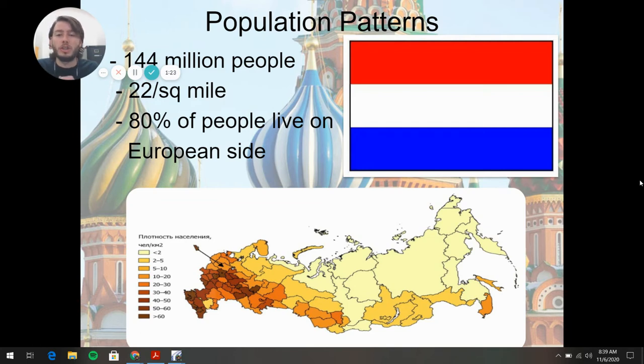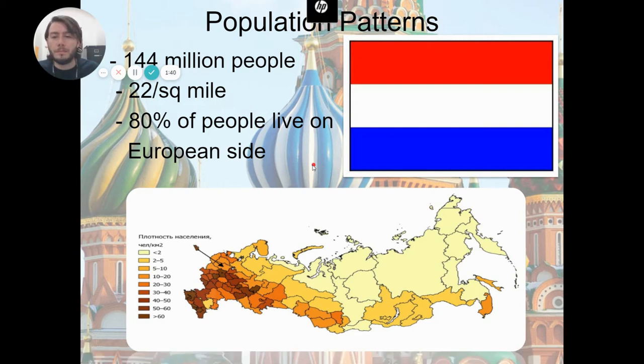80% of their population live on the European side. So Russia is considered to be more a part of Europe because that's where a majority of their population lives, and it's where their largest cities are at. We're going to talk about it in the next slide or so here, but as to why no one lives in the Asian part of Russia.